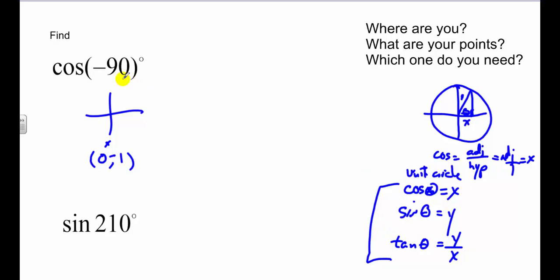So if I want the cosine of negative 90 degrees, I'm looking for the x value. My x value is 0.